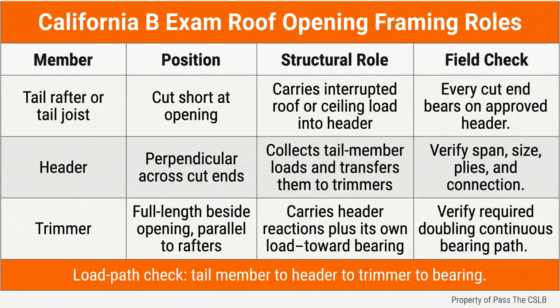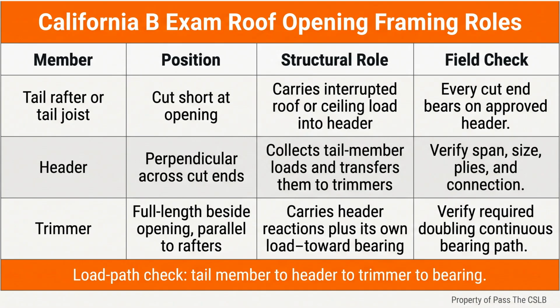For conventional prescriptive framing, the California Residential Code provides specific thresholds for headers, trimmers, connections, and long-tail joists. For an engineered opening, a manufactured truss, an unusual roof load, or any condition outside the approved prescriptive detail, I stop treating the table as a design recipe. I follow the approved plans, manufacturer instructions, and design review required for that project.